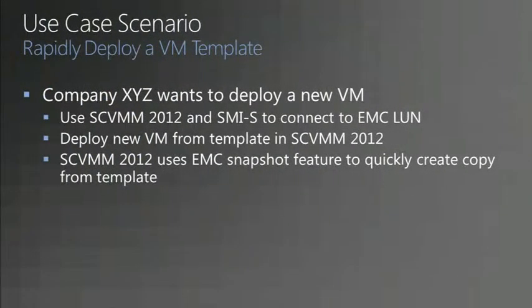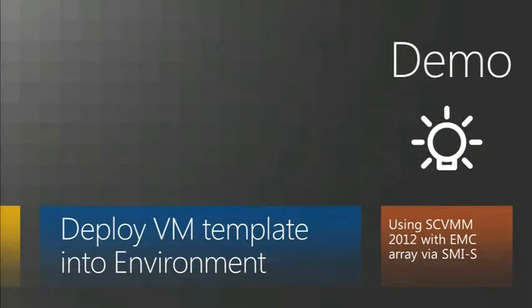So what we want to do is go ahead and show you a demo. Let's do a similar thing to what we just went through, but let's use SCVMM 2012 to connect to the EMC array and the EMC LUN through SMIS, and then go ahead and deploy a new VM from a template, and use EMC snapshots within SCVMM 2012 to then rapidly deploy that VM.